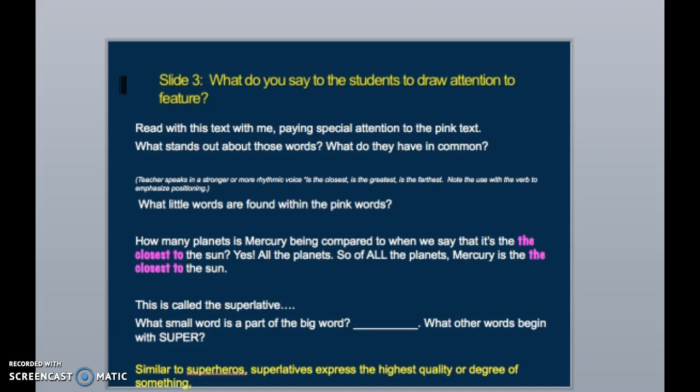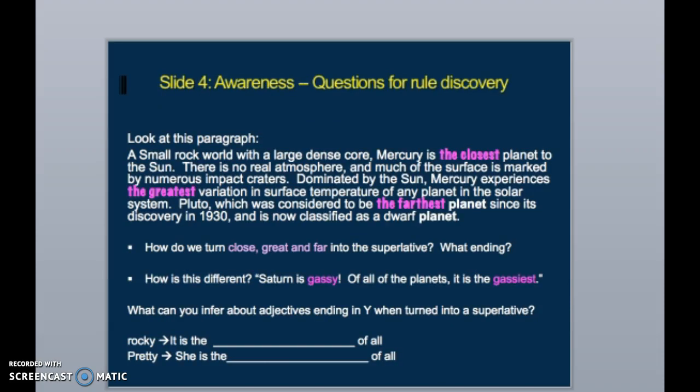This is called the superlative. Okay, superlative. What small word is part of that big word? Superlative. Yes, super. What other words begin with super? Superwoman, Superman, superheroes. Yes. Similar to superheroes, superlatives express the highest quality or degree of something.